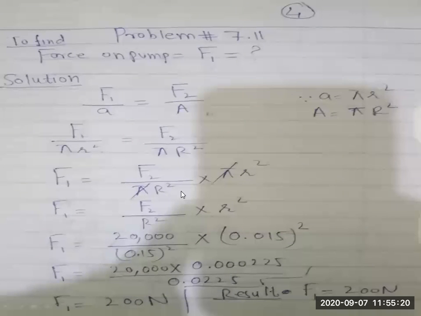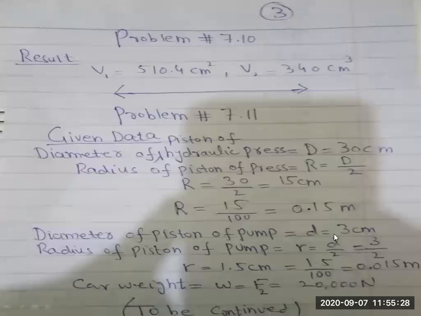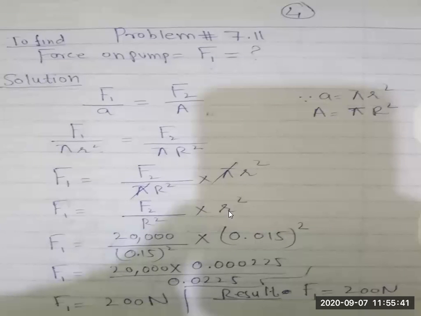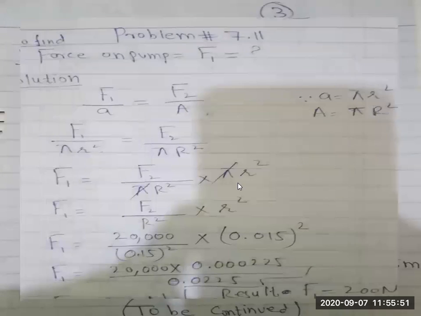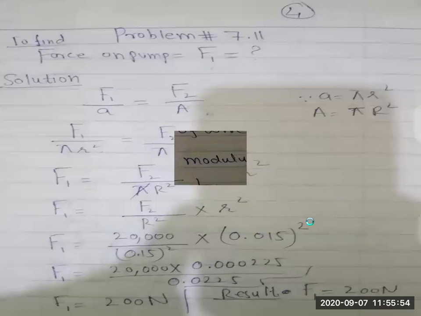Now I am just putting in the values. F2 is given to me as 20,000 Newton, capital R I found is 0.15, and we take the square of it. Small r is 0.015. I am just putting these in the formula: F2 is 20,000 Newton, capital R is 0.15, and small r is 0.015.